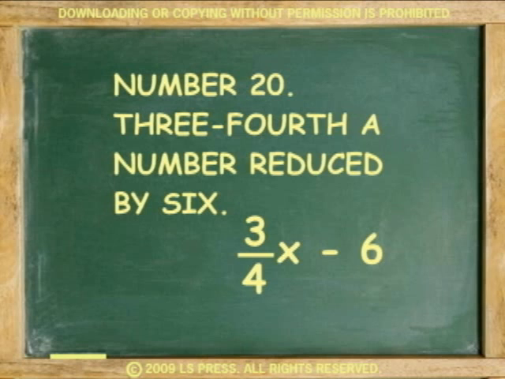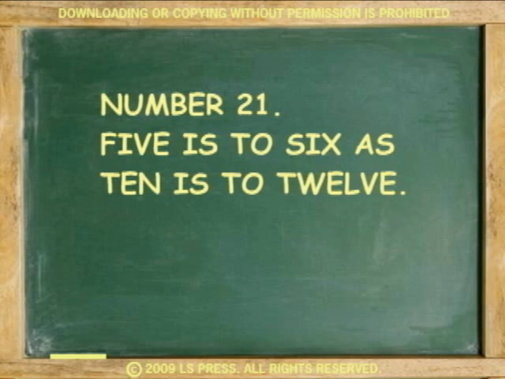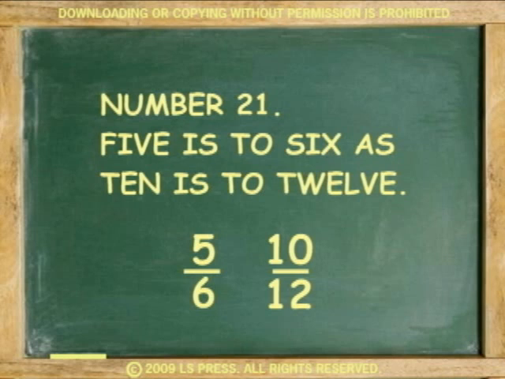Number 21. 5 is to 6 as 10 is to 12, a proportion. 5 is to 6 is the fraction 5 over 6. And 10 is to 12, the fraction 10 over 12. The word as in a proportion represents the equal sign. To complete the proportion, 5 is to 6 as 10 is to 12.